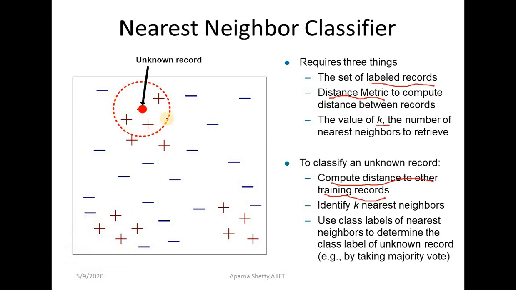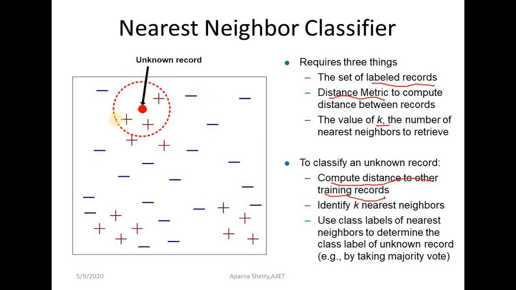Here they have selected 3 nearest neighbors. Based on the distance, which are the 3 records close to the unknown record? These are the nearest. Based on the distance, you will take 3 nearest points. So these are the 3 nearest neighbors here. K value is 3. Use the class label of the nearest neighbors to determine the class label of the unknown record by taking the majority vote.